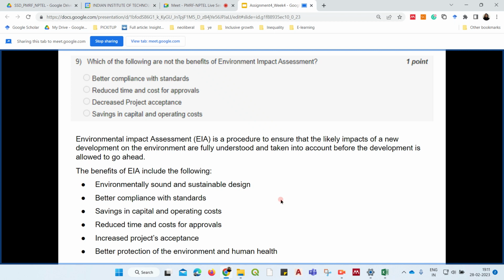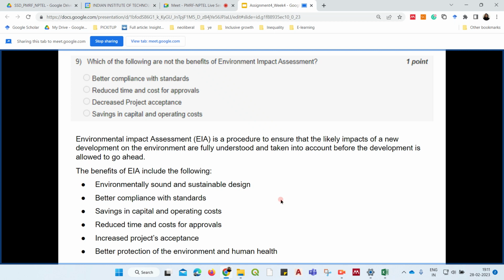And then better protection of the environment and human health. So if you are considering all the environmental impacts and taking care to reduce them, minimize them, and mitigate them, then obviously there will be better protection of the environment and human health by doing the environmental impact assessment. So now let's go back to the options.